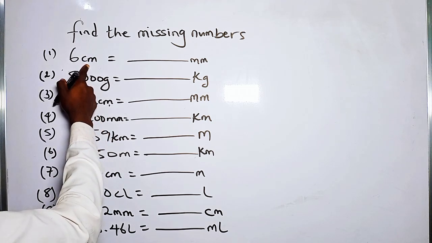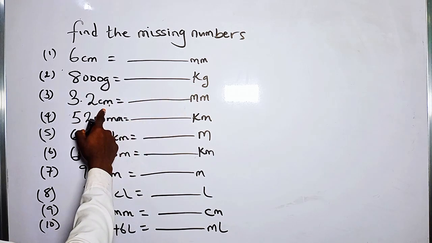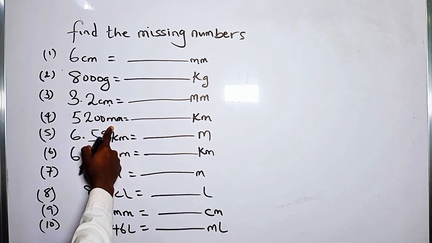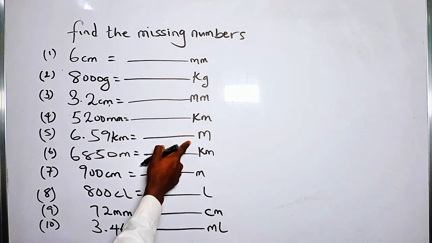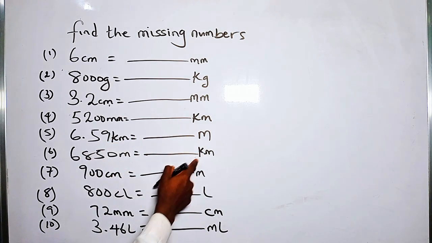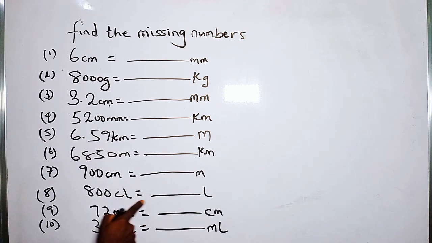We have centimeter to millimeter, from grams to kilograms, from centimeter to millimeter, from millimeter to kilogram. So we are going from kilometer to meter, from meter to kilometer. Centimeter to meter, centiliter to liter, from millimeter to centimeter, and from liters to milliliters.